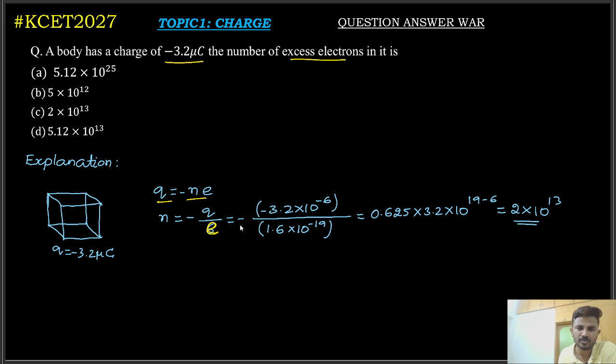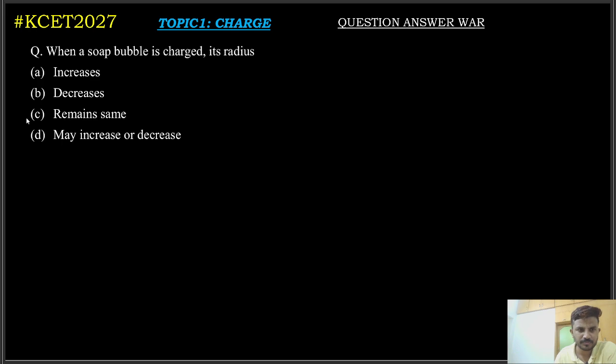So that is equal to minus, Q value is minus 3.2 micro. Micro means how much? 10 to the power minus 6. So minus 6 coulomb divided by E value 1.6 into 10 to the power minus 19 coulomb. Coulomb gets cancelled, minus minus gets cancelled. If you divide, you will get the answer, that is 2 into 10 to the power 13. Option C is correct. Moving on to the next one.